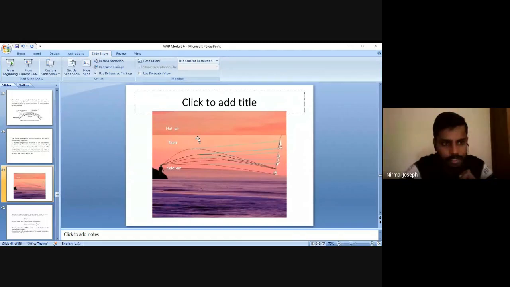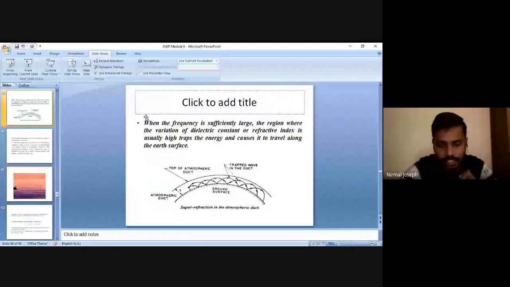So we will move to this picture. If a person is standing here, he will be getting light rays propagating through this duct, or this colder air. He is standing here, and he will be getting light rays into his eyes, which are coming from this side.